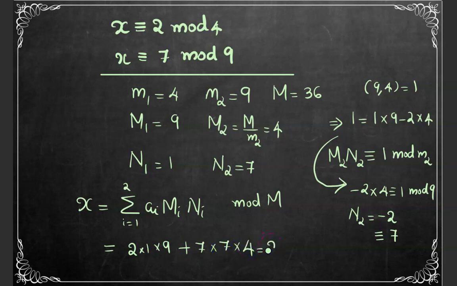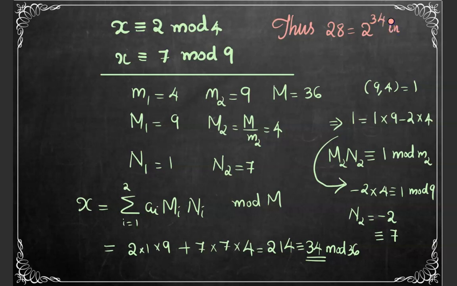This will be 214, and we can reduce it modulo 36 to obtain 34. So x is equal to 34. Thus 28 is equal to 2 raised to 34 in F37 star, or we can say that log of 28 to the base 2 is equal to 34 in F37 star. This is the required solution.